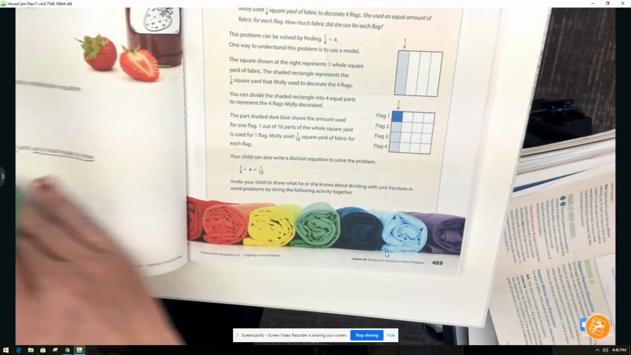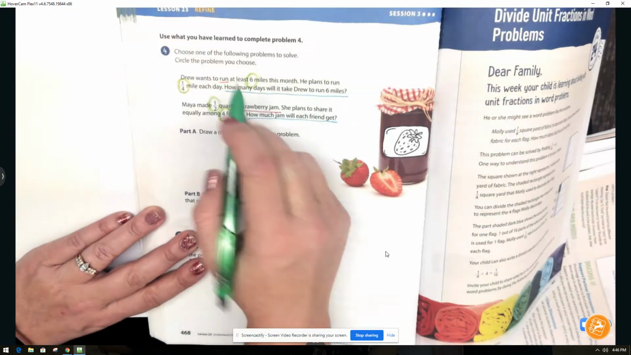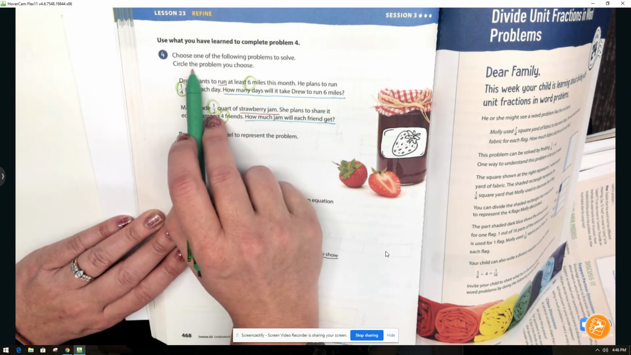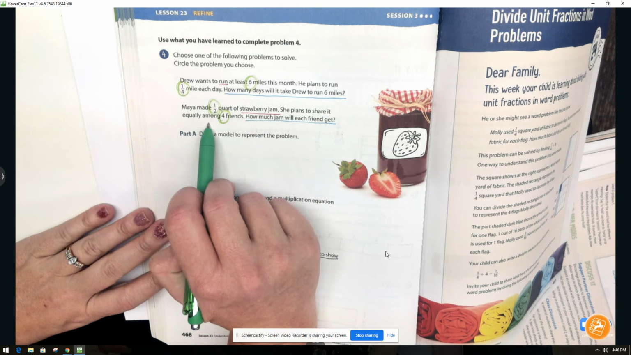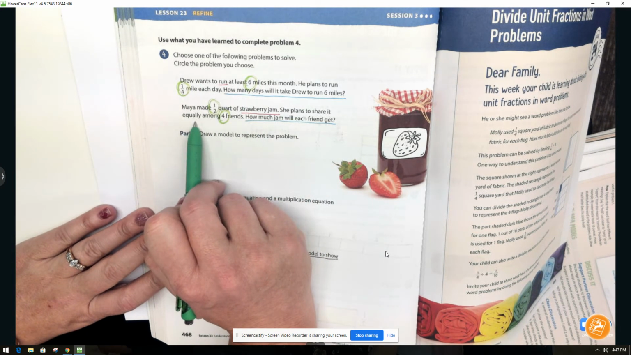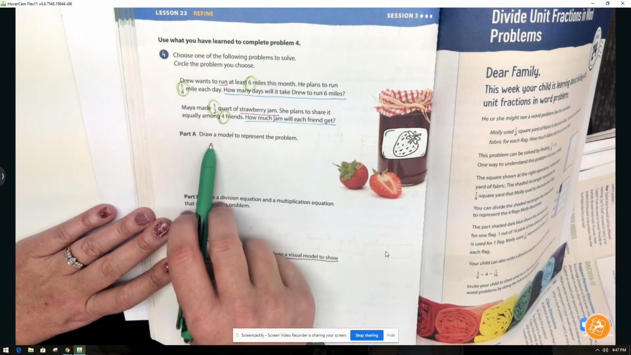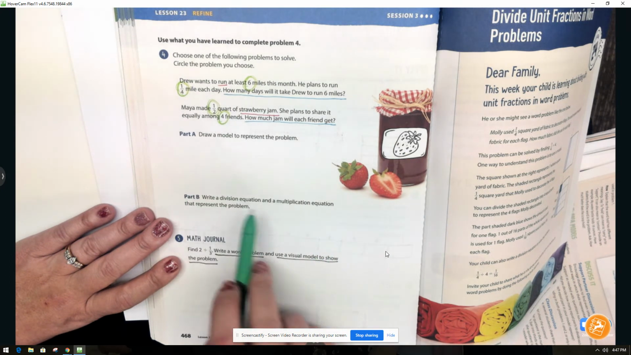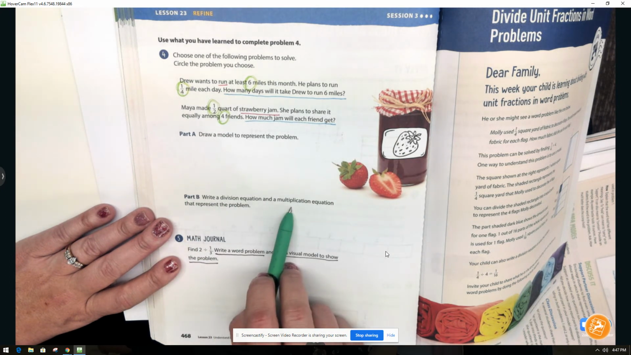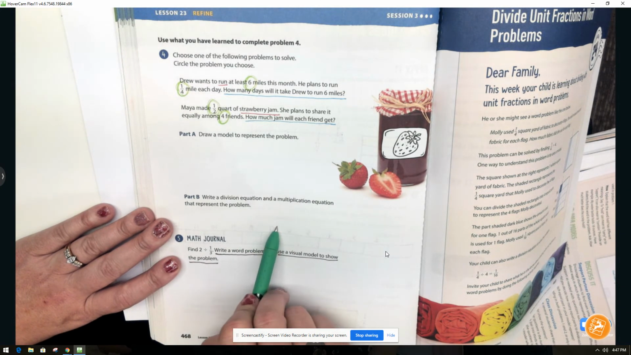Number 4. Choose one of the following problems to solve. Circle the problem you choose. So there's 2 different problems. I'm going to go through each problem. You're only going to solve one of them. You're going to draw a model that shows you what one of these pictures represents. And then you're going to write a division equation and a multiplication equation that tell me the answer.